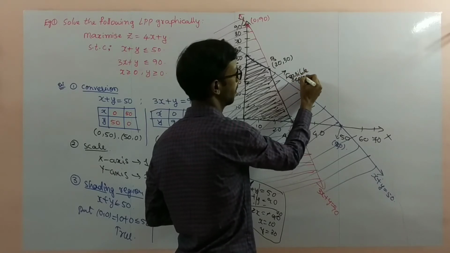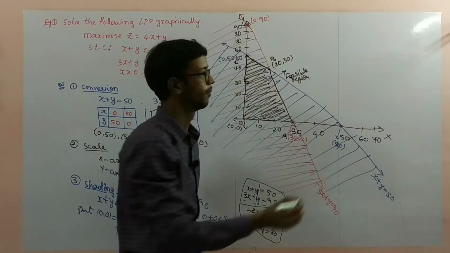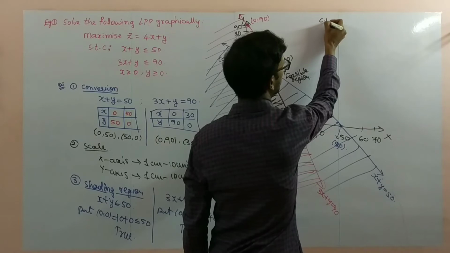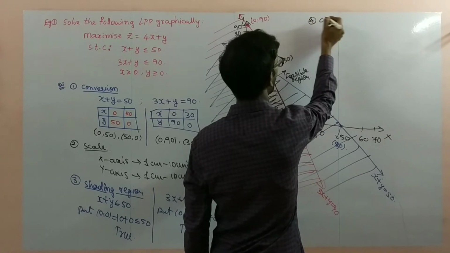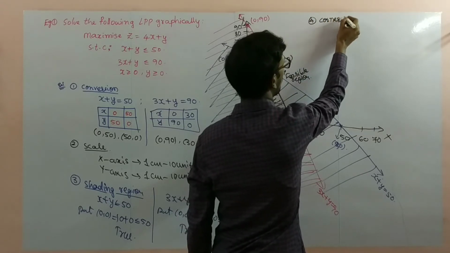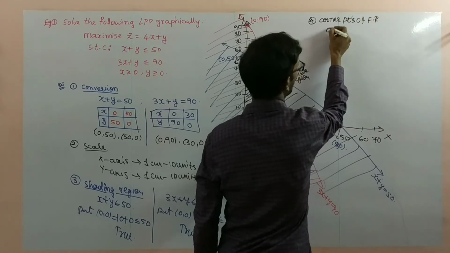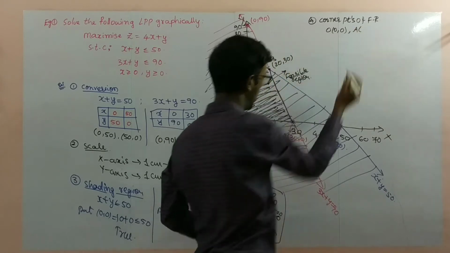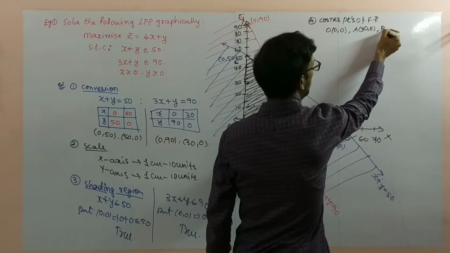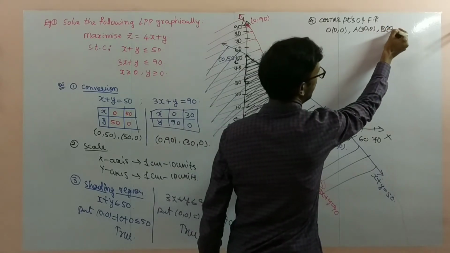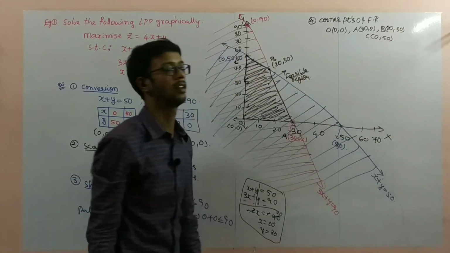Feasible region. So now, optimal solution, otherwise corner points. You can write here point number 4, corner points of feasible region: O is 0, 0 and point A is 30, 0, B is 20, 30 and C is 0, 50. These are the corner points.